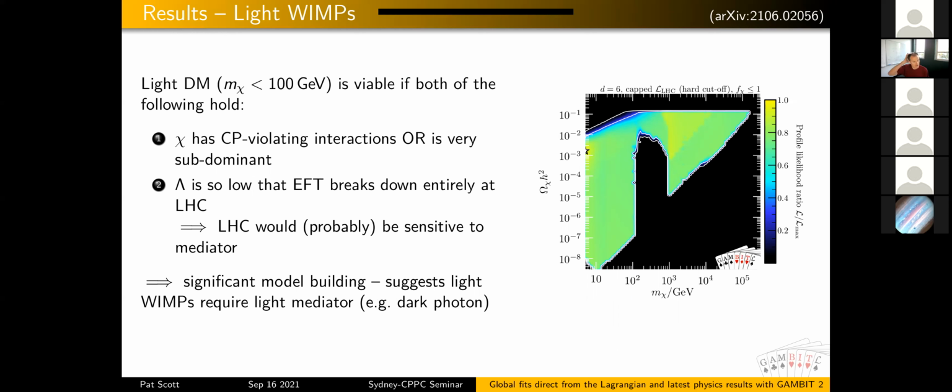So this actually tells you that this area of parameter space is valid, but there's more to do, right? There's significant model building to do to look at the viable UV completions that are implied by this. And in general, it suggests that if you want to have light WIMPs, you really do also require a light mediator, like a dark photon.